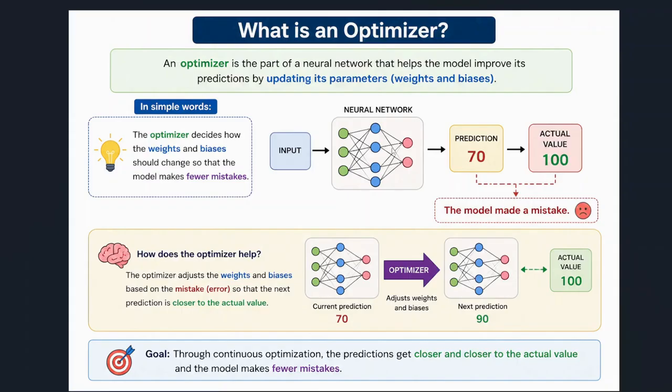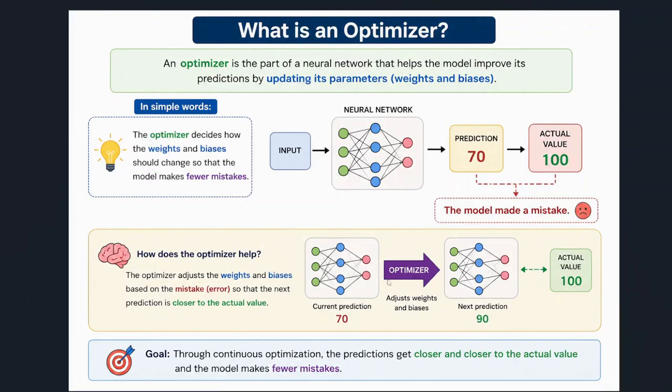In simple words, the optimizer decides how the weights and biases should change so that the model makes fewer mistakes. For example, we have given an input to the neural network. Our actual value was 100, but I'm getting a prediction of 70. So it means our model is making a mistake. How does the optimizer help? The optimizer adjusts the weights and biases based on the mistake, meaning the error, so that the next prediction is closer to the actual value.